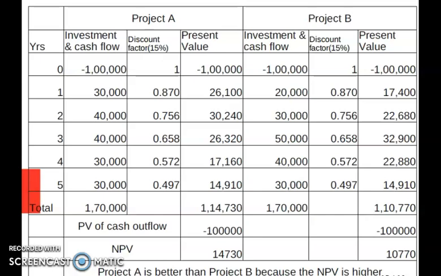So you can see here that Project A's NPV is greater than that of Project B. So we can conclude that Project A is better than Project B because the NPV of Project A is higher.